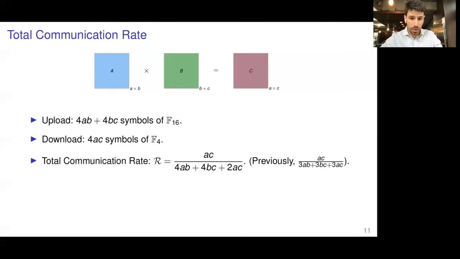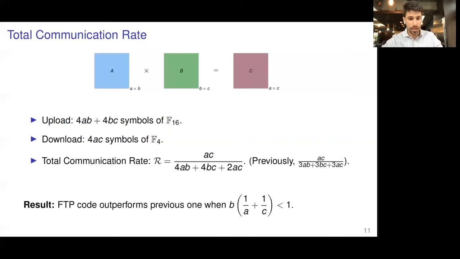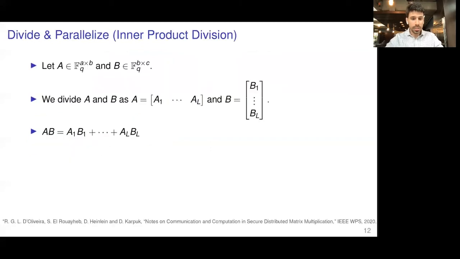Since the upload depends on B, we can find some parameters for the size of the matrices where the FTP code outperforms the previous schemes. The condition is given by this expression at the bottom. Although this example explains the repair technique for the SDMM problem, it's not an efficient way to perform the matrix multiplication. The reason I'm saying that is each server has to compute the matrix multiplication for matrices of the same size as the original ones.